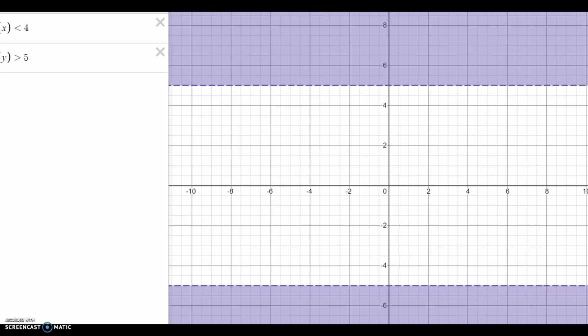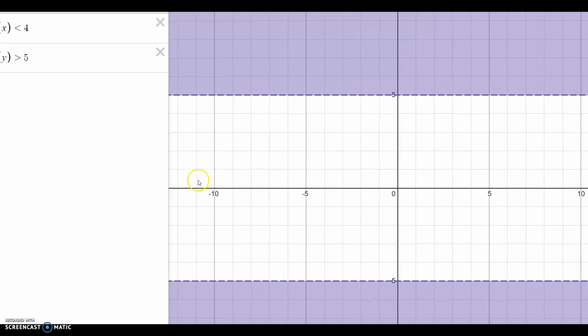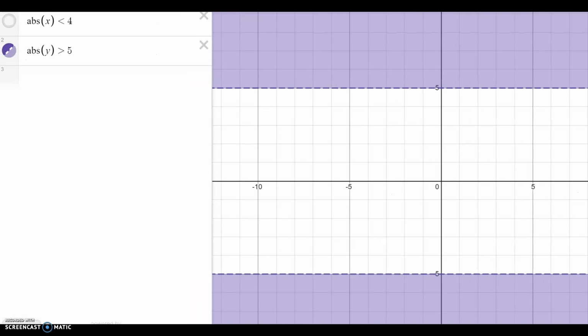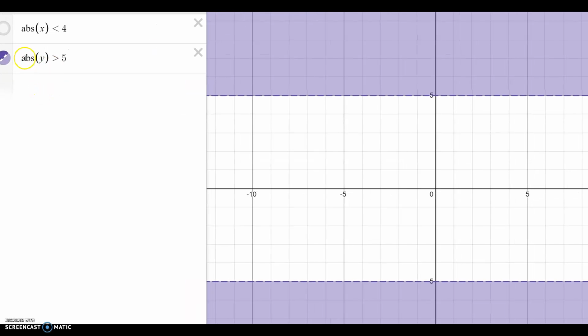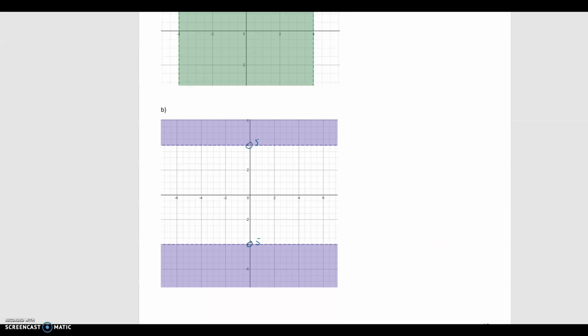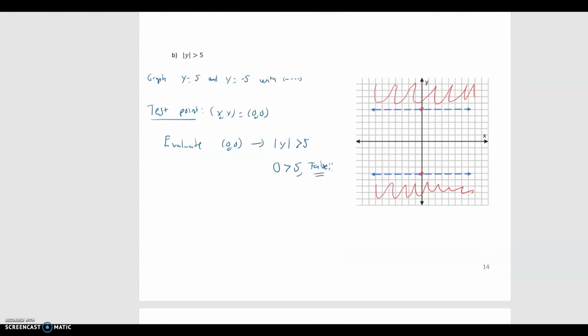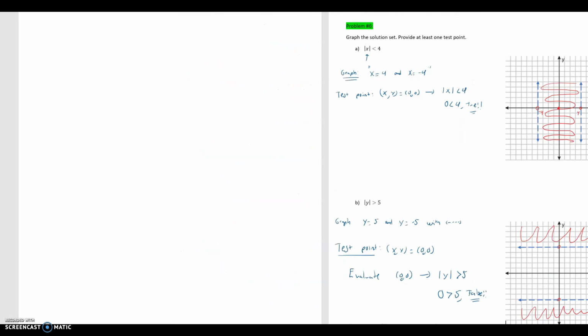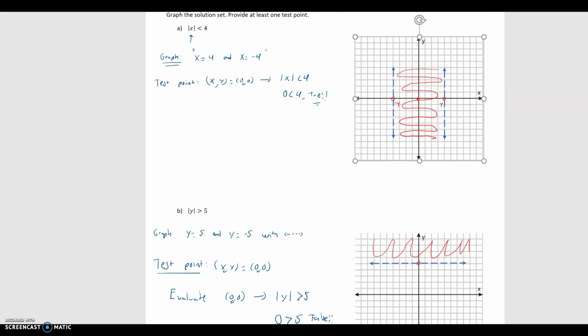I had 4. You can kind of see here that this is absolute value of y greater than 5. There's your 5s on these two. It still has the same shape. You're going to have technically 2 horizontal lines and then shading above it and below it. Let me display once more the actual solution for the sketches.